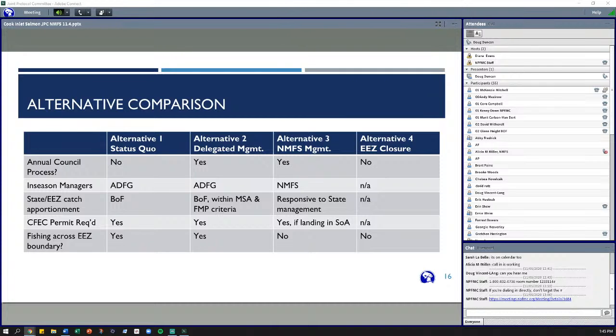Under all alternatives, except alternative 4, obviously, where commercial fishing can't occur, a CFEC permit would still be required, even under alternative 3, and that's because it is a requirement to land fish within state waters. And we don't expect anybody would harvest in the EEZ without arriving in the state or contacting the state, such that it would be bound by their regulations.